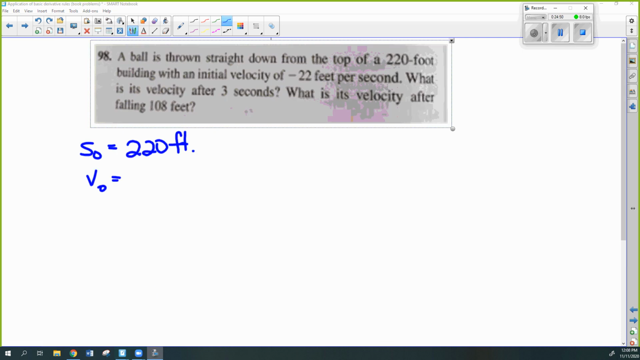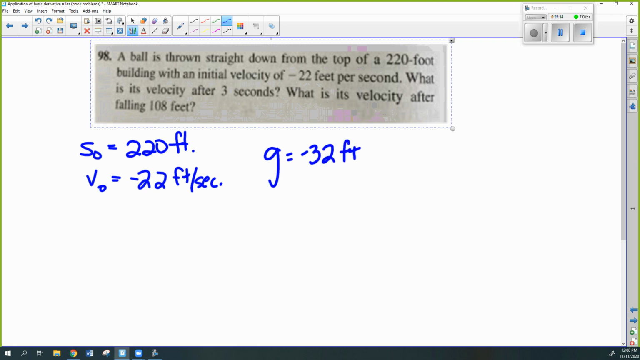Yeah, so we're writing down what we know. We have an initial position of 220 feet. We have an initial velocity of, good. And because it's in feet, we also know that we're working with acceleration or gravity, right? Our gravity is going to be negative 32 feet per second squared, okay? And we need that because of the position function, right? We have enough information to write a position function.